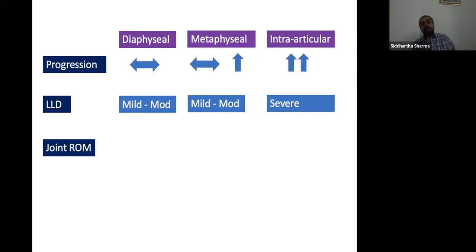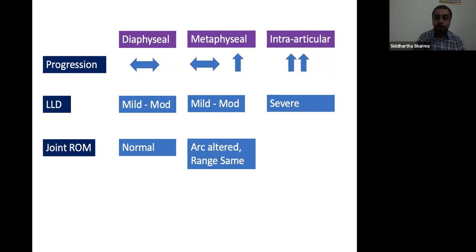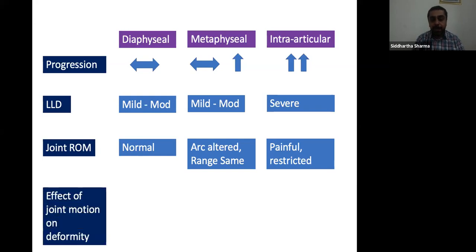Now, what about the joint range of motion? In a diaphyseal deformity, by default, this should be normal unless you have a soft tissue contracture. In a metaphyseal deformity, now this is very important, the arc of the motion will be altered, but the overall range will remain the same. So if you had a flexion deformity of the distal femur, you will have more flexion, less extension, but the overall arc would remain the same, right? But in an intra-articular deformity, this is very intuitive. It is going to be painful and restricted.